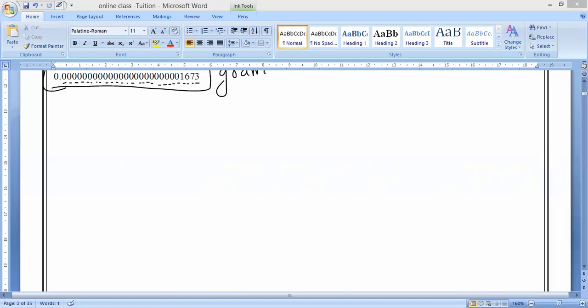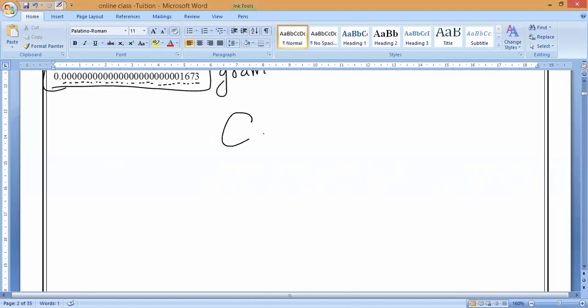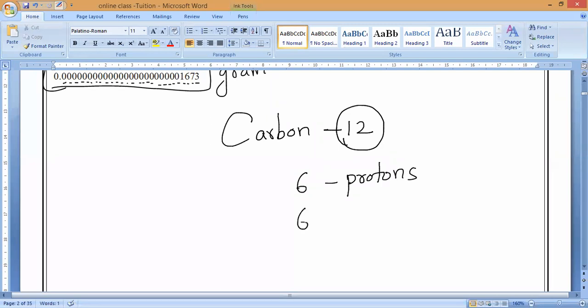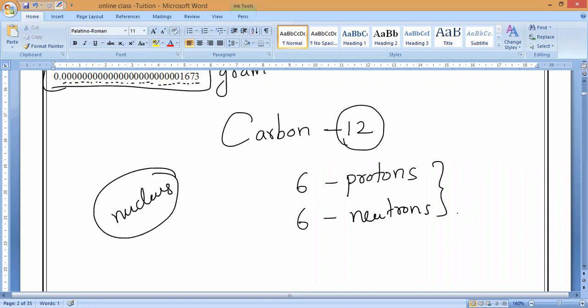Carbon 12 means, all of you should remember, what is the atomic number of carbon? Carbon 12 means it has 6 protons, and it also has 6 neutrons in its nucleus. Understanding, guys? 6 protons, 6 neutrons. In the nucleus it has 6 protons and 6 neutrons.